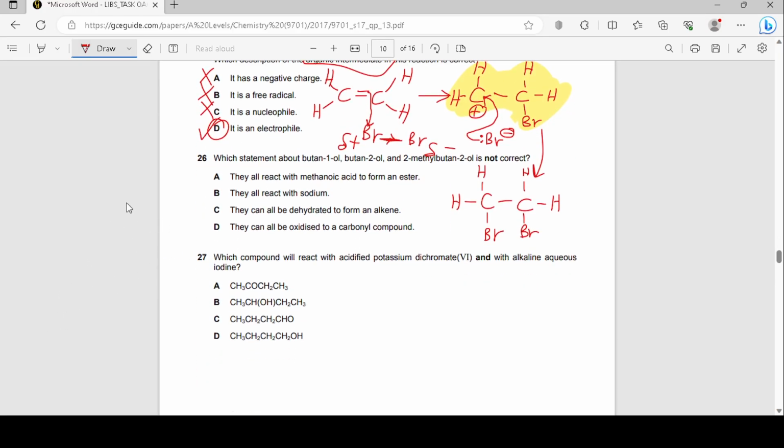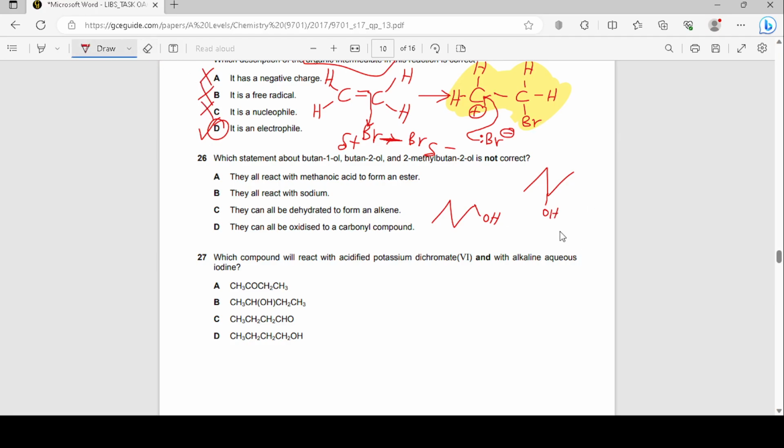And then if you look at question number 26, I'll just erase this so I have some space. Which statement about butan-1-ol, butan-2-ol, and 2-methylbutan-2-ol is not correct? Let me just draw them out to make things easier for myself. So this is butan-1-ol. Then I have butan-2-ol, which is this compound, or you could have drawn it as this same thing. Doesn't matter.